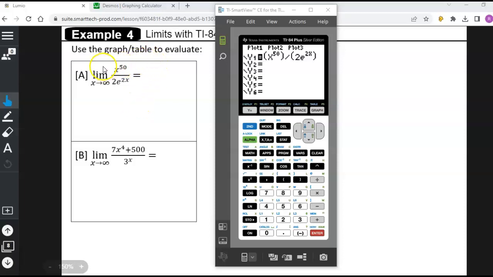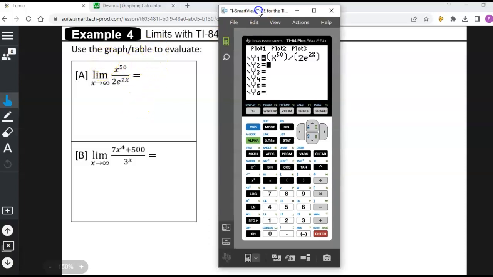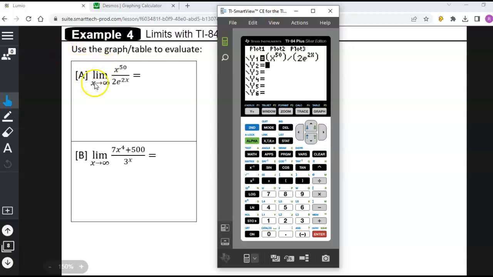In example 4, we're going to use graphing technology to evaluate the limit as x approaches infinity of x to the 50th divided by 2e to the 2x. And when we put that in the y1 and then zoom 6 to look at the graph, it looks like it's coming down, decreasing as we approach 0, and then increasing as we approach 0 from the right.